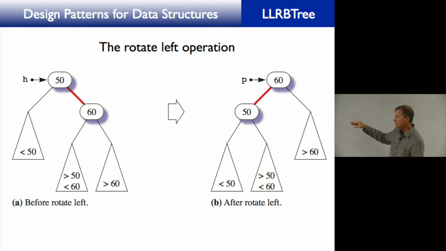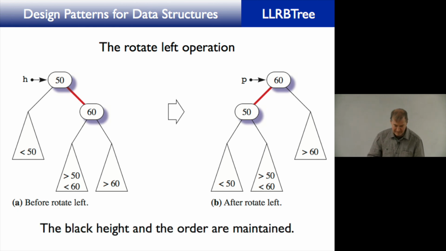But what about the left child of 60? Those are the ones between 50 and 60, right? So that becomes the what? The right child of 50. Now, do you see that that maintains the order? Are you with me? That maintains the order. Not only does it maintain the order, but look at this. The black height is maintained.